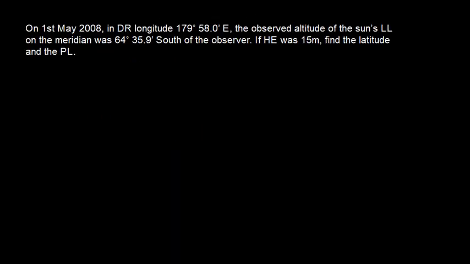So now let's solve this problem. That will clear all the concepts. Here, on 1st May 2008 — it is very important to note down the date — in DR longitude, latitude is not given. The observed altitude of the sun's lower limb on the meridian was 64 degrees 35.9 minutes, south of the observer. If the height of eye was 15 meters, find the latitude and position line.